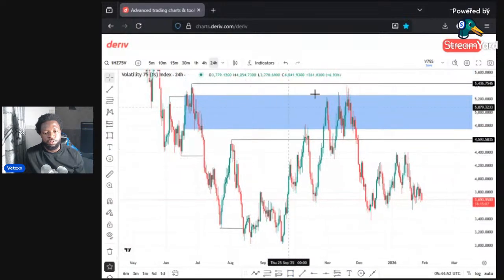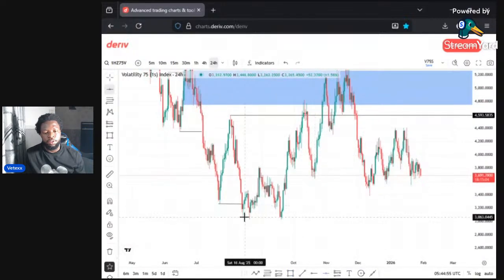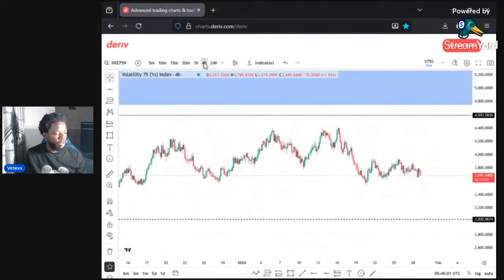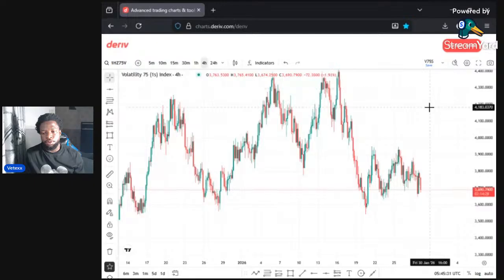This is the starting point and this is the finish point. Remember, this is the 24-hour time frame. Now let's get down to the 4-hour time frame and check if you see a continuation on the 4-hour time frame. Okay, so let's check the 4 hour time frame if we find the continuation.